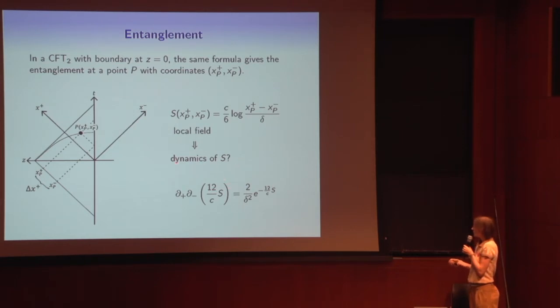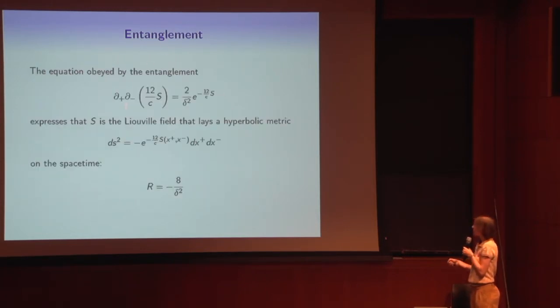It's easy to see that the equation that is obeyed by the entanglement is this equation. And we recognize this as the Liouville equation, expressing that the entanglement is the Liouville field that lays this hyperbolic metric on the space-time. So this equation expresses that this metric has constant curvature.